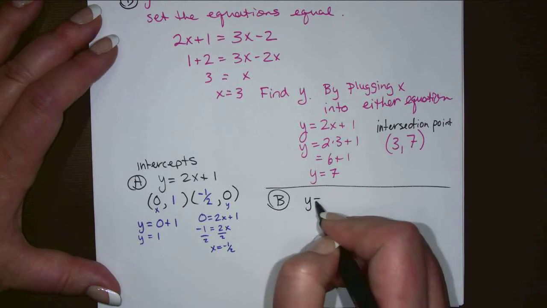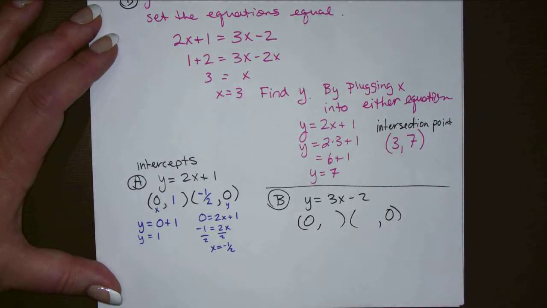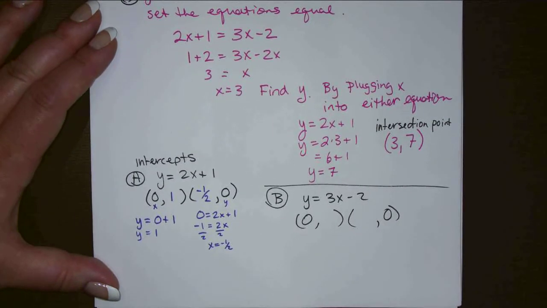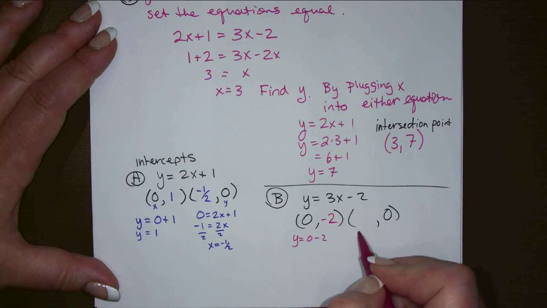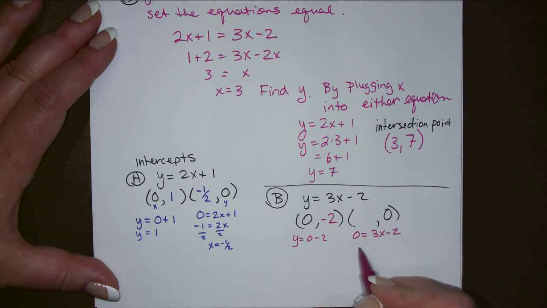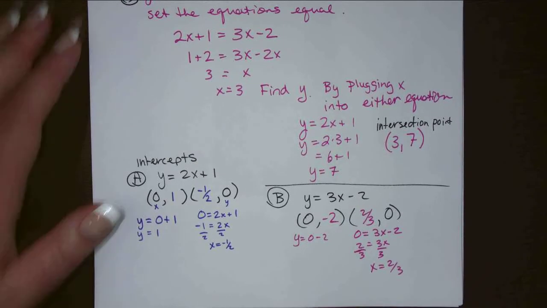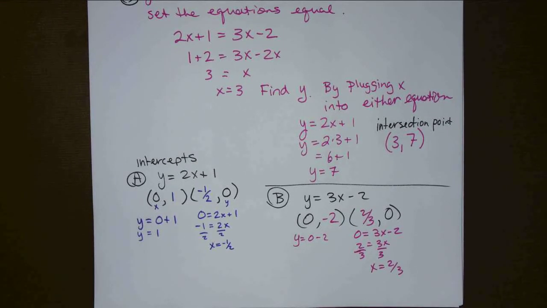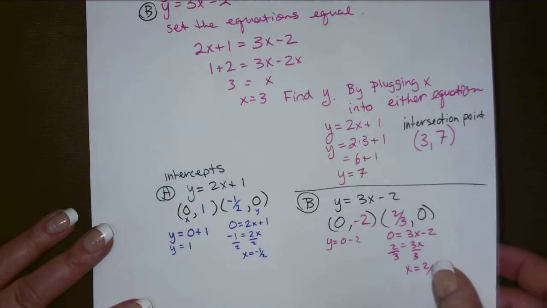Let's do the same thing for B. Write the line. So X is 0 and Y is 0. And then plug it in. So if X is 0, we get Y is 0 minus 2, so negative 2. And if Y is 0, a little harder, but we just have to rearrange it. Two-thirds. So we've got all our points that we need. We've got our intercepts for each line, and we've got the point where they cross. So then we put it all together.